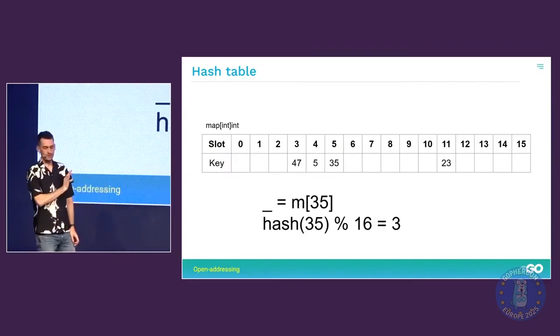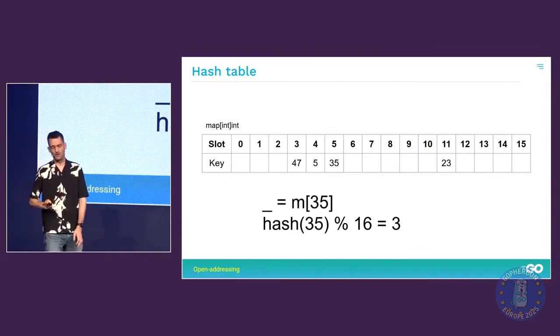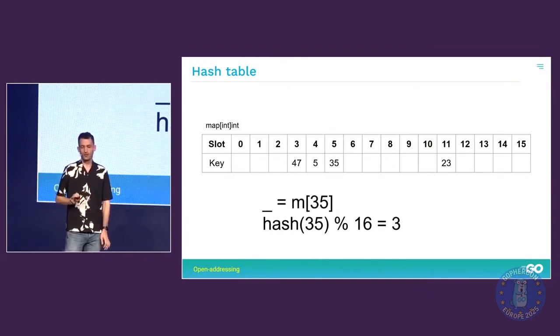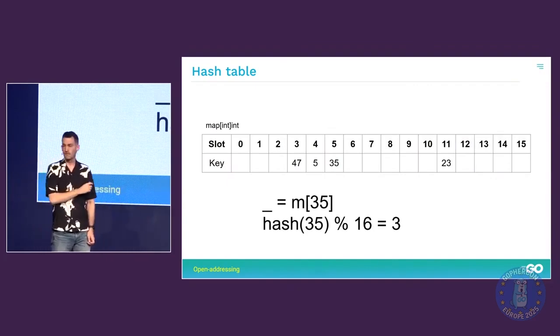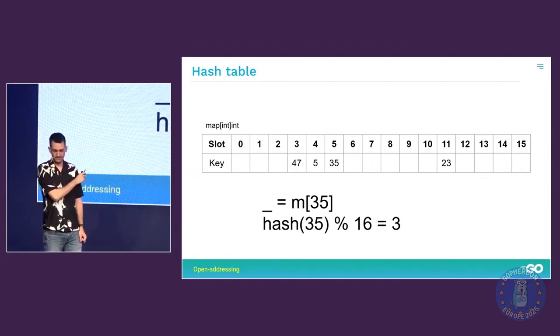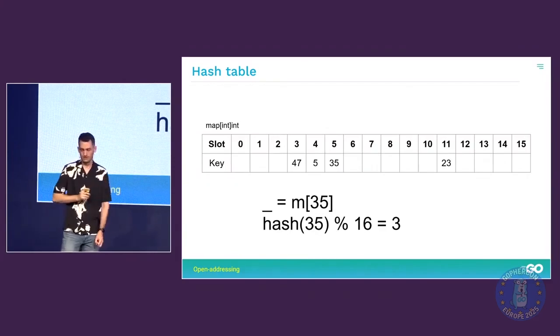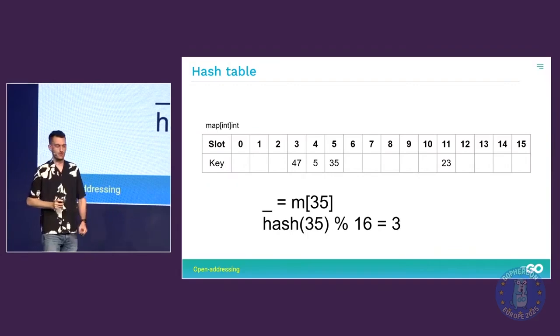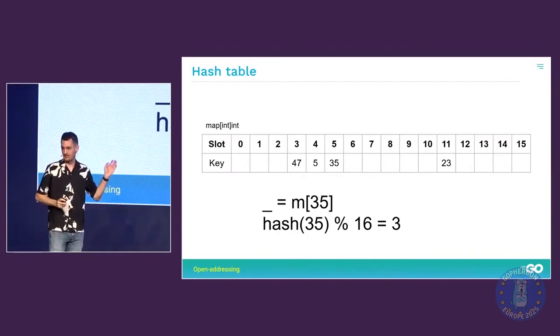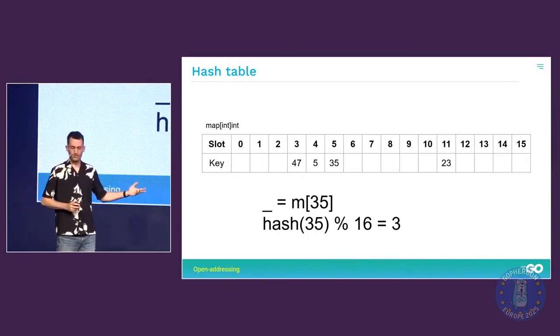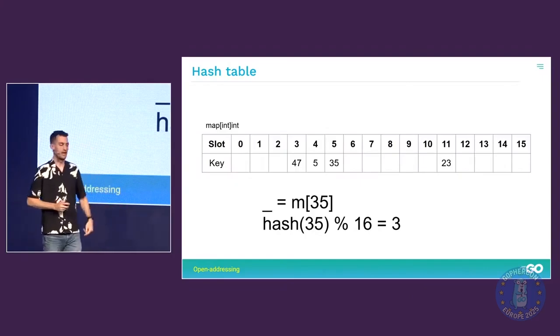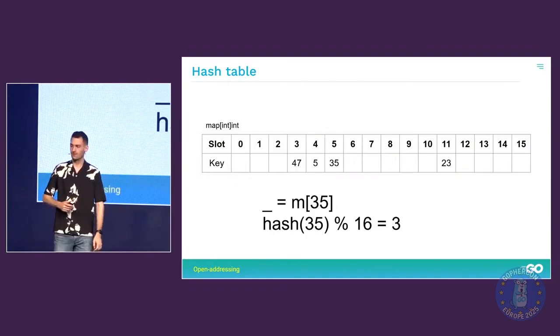OK, so we've been looking at map assignment so far, but note that lookups work pretty much exactly the same way. If we were going to look up 35 instead, we take the hash of 35, which tells us to look at slot 3. And now note, of course, there's a possibility of collision, so we need to actually double check if slot 3 contains the value that we wanted, which it doesn't. And since it doesn't, we follow the probe sequence from our probing function and look at slot 4 and then slot 5 until we find the key we're looking for.